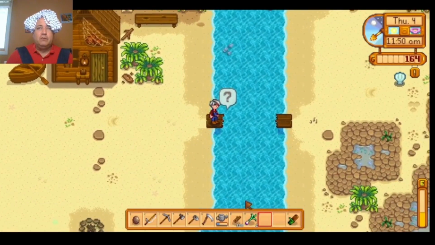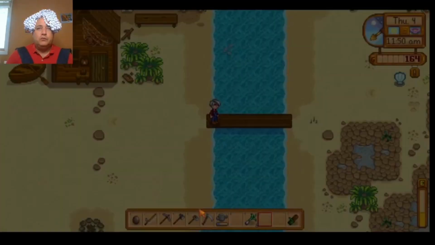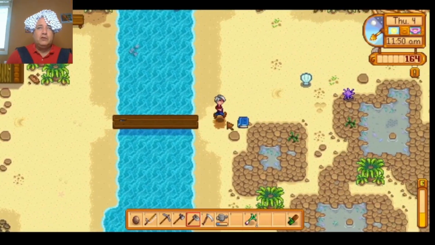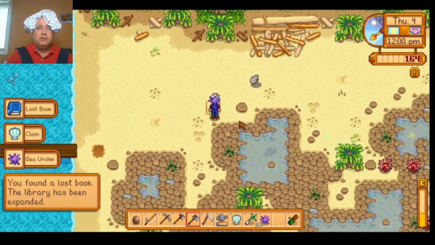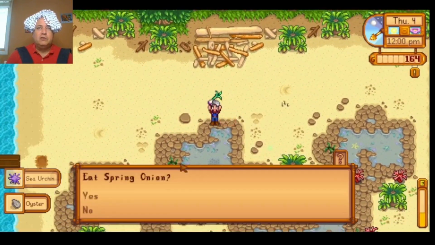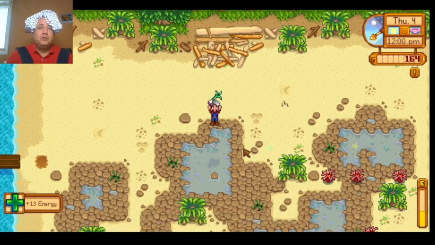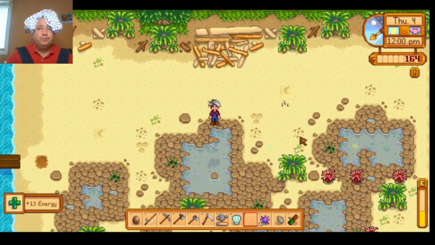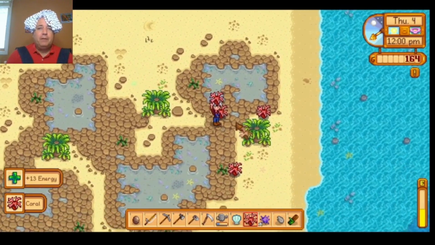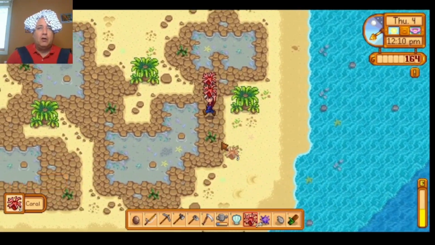So we are here. We're going to fix, with the 300 wood, the causeway or the bridge or whatever the gateway through. Okay, we're going to use some energy here. That's a book. We don't have to take up space. Oh, we got sea urchins. Sea urchins are good. So we've run out of space. We're going to eat our spring onions. That's good. And we're going to pick up our coral.